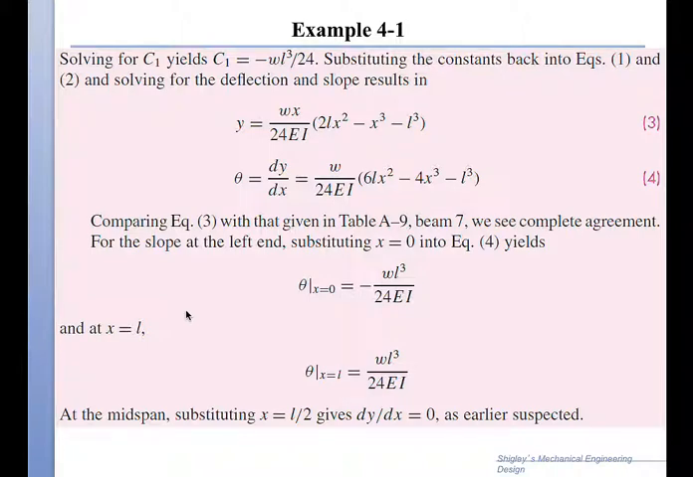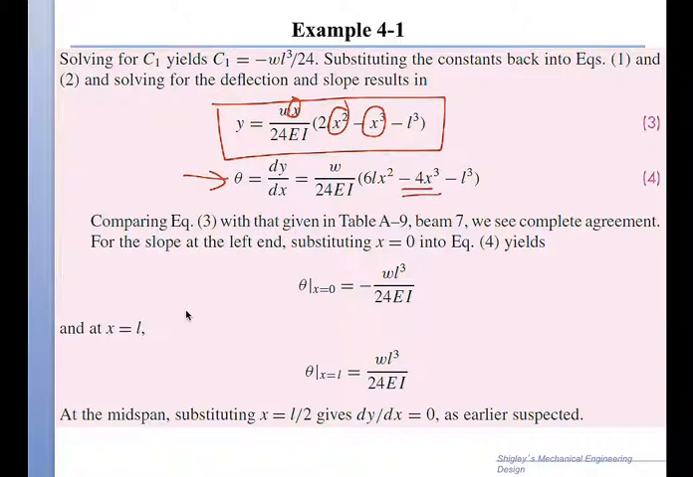Having done that, I can plug these back, and I find y as a function of x. You can see that it is a fourth order equation, because x multiplied by x squared is a cubic, and another one multiplied by x cubed gives you fourth order. So it's a fourth order equation. And then the slope theta is a cubic equation, so the highest order is cubic.